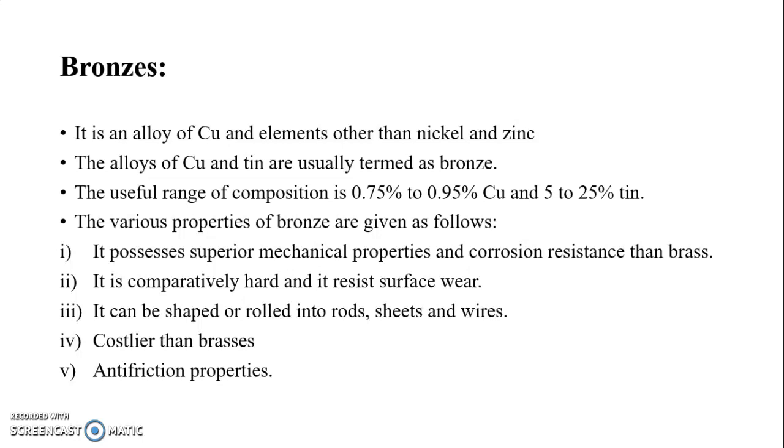The various properties of bronze are: it possesses superior mechanical properties and corrosion resistance than brass. It is comparatively hard and it resists surface wear. It can be shaped or rolled into rods, sheets, and wire. It is costlier than brasses and has anti-friction properties.